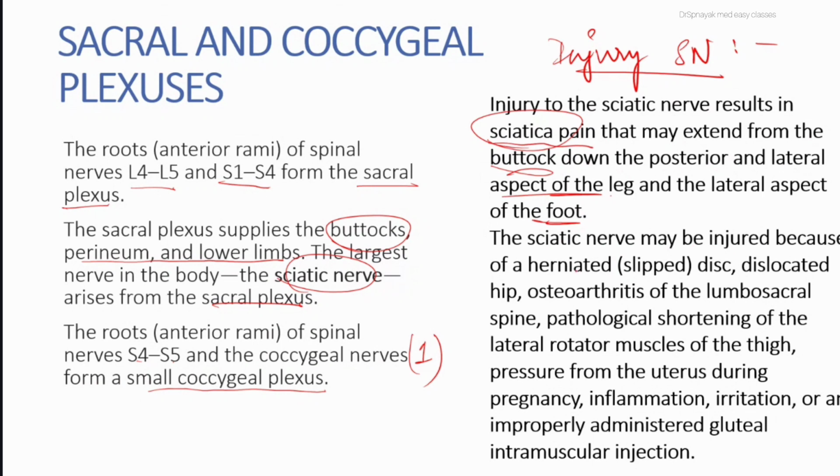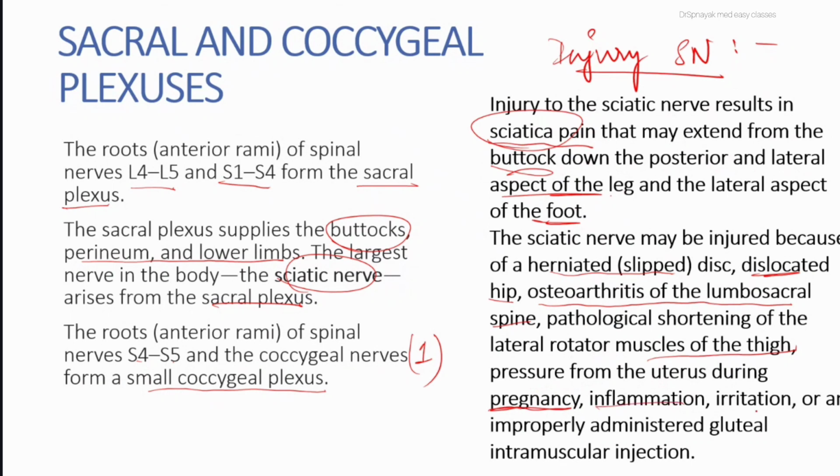The sciatic nerve may be injured because of a slipped or herniated disc, a dislocated hip, osteoarthritis of the lumbosacral spine. Osteoarthritis is the gradual degeneration and pain of joints. Other causes are pathological shortening of the lateral rotator muscles of the thigh, and pressure from the uterus during pregnancy. The fetus might apply pressure from the uterus during pregnancy in females, and that might either damage or block the sciatic nerve, which leads to pain.